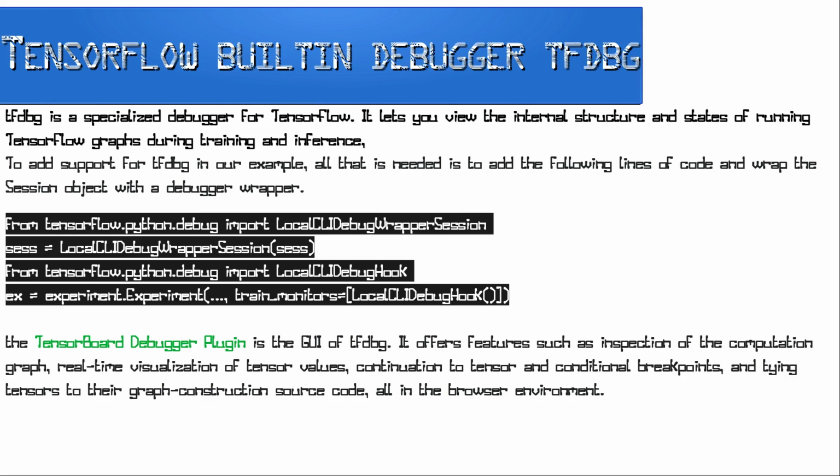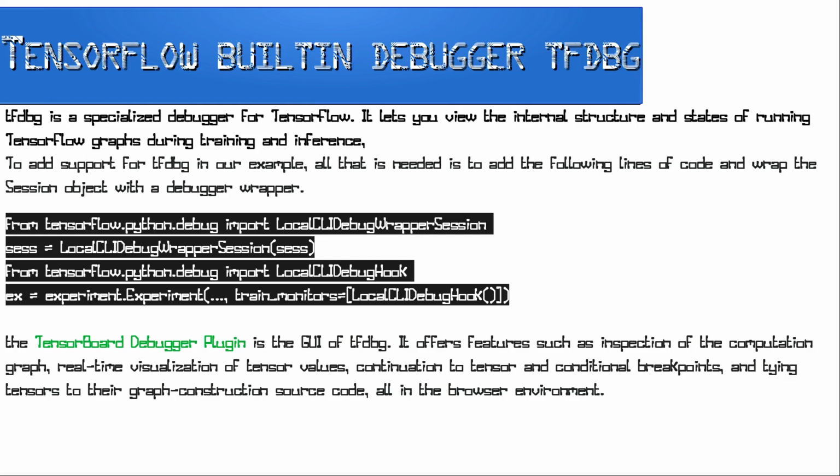Let me read the code. From tensorflow.python.debug import LocalCLIDebugWrapperSession. sess is equal to LocalCLIDebugWrapperSession within round braces sess. From tensorflow.python.debug import LocalCLIDebugHook. hooks is equal to experiment.Experiment within round braces train_monitors is equal to LocalCLIDebugHook, close the round, square bracket, close the round.